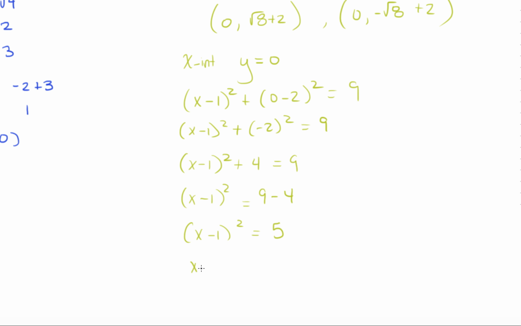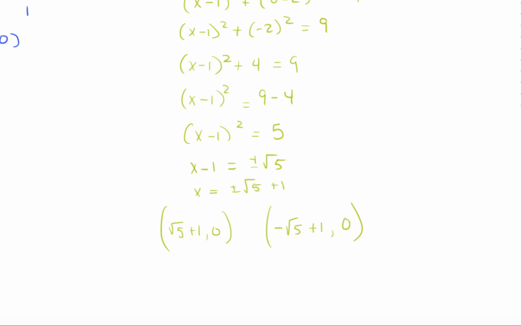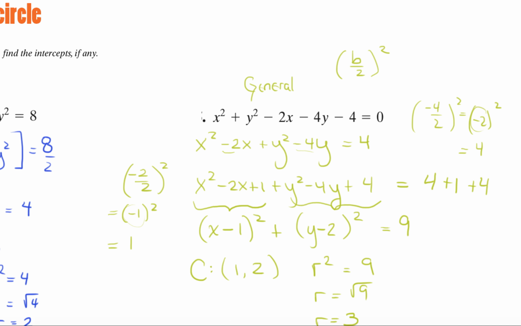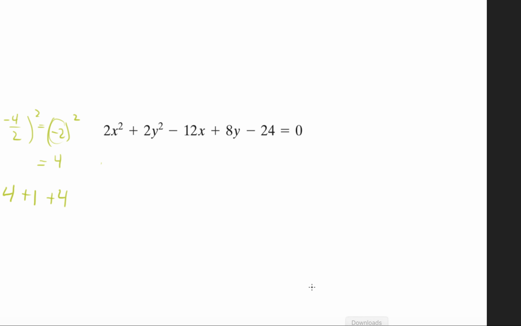We take the square root on both sides. You get x minus 1 equals plus or minus radical 5. So we add the 1 and we get plus or minus radical 5 plus 1. So your x-intercepts are going to be radical 5 plus 1 comma 0, and negative radical 5 plus 1 comma 0. And that will be all for that example. Now we're going to do a very similar procedure for this next example.